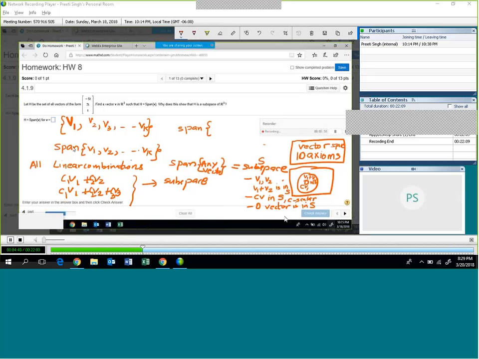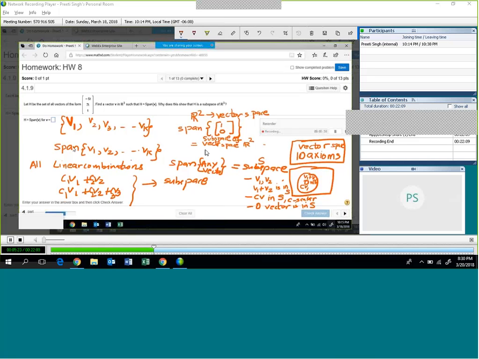Now let's look at an example. For example, R squared, and I take this one vector, which is the unit vector along the x-axis. So my big space is R squared, the two-dimensional space, the xy plane, and I'm spanning (1, 0). So I'm basically taking all vectors in the direction of the x-axis, negative and positive. So basically, it is a subspace, and the subspace is actually my x-axis in this case.